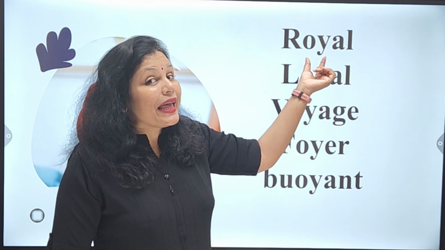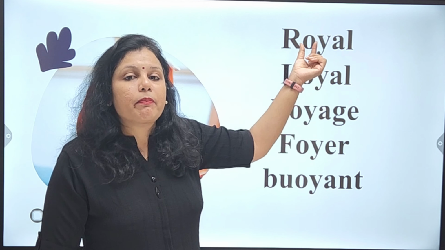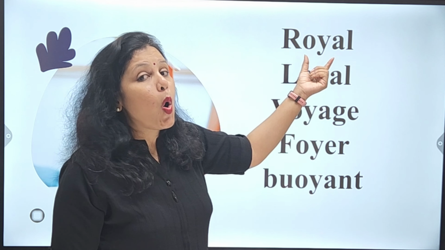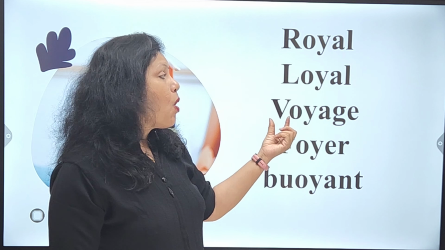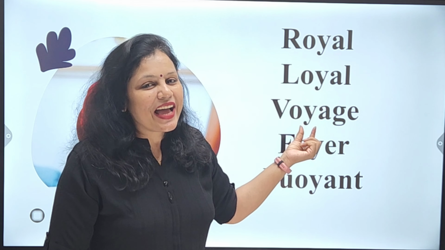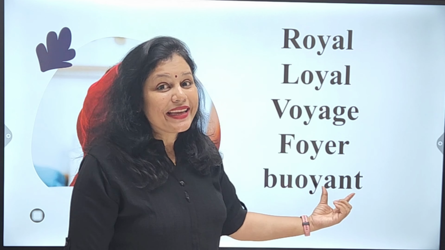Let us quickly see those words. As in royal. So here what sound am I getting? Oi. But since it is in between, I will not write it as oi. Why? Because the oi sound is followed by one vowel sound, and that is why I will write oy here. As in royal, loyal, voyage. Since here we have the oi sound, but it is followed by a vowel, that is why I'll write oy here. Foyer, buoyant. So can you see all these words? So these are the 3 rules which are related to the oi sound.